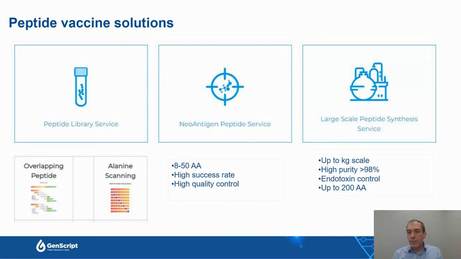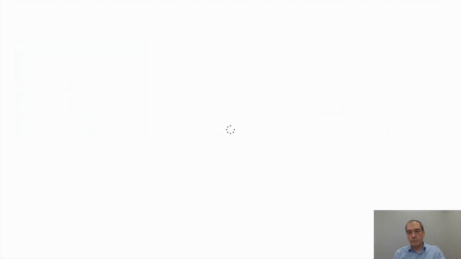We can scale up the peptide synthesis up to kilogram level if needed. We can produce it with high purity, 98%. We can keep it with low endotoxin levels, and we can synthesize peptides of up to 200 amino acids.